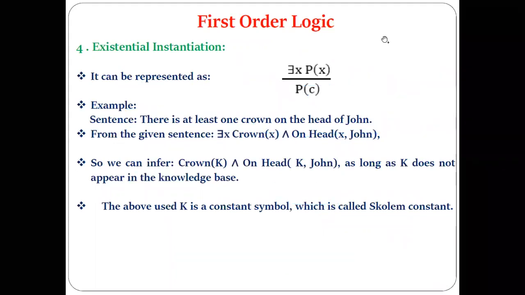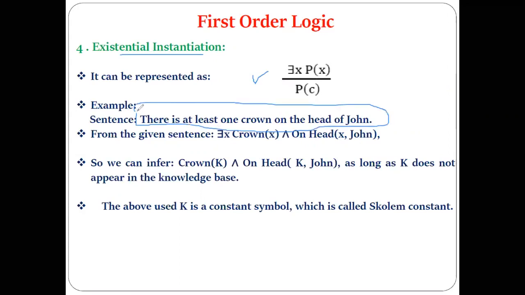Now let's see the example here. A simple example we have taken. This existential elimination is represented like this. Suppose I have the example statement written like this: there is at least one crown on the head of John. This is the general statement given. How can we write this in FOL? There is at least one, so which quantifier will we use? Existential. So can I write it like this: for some x, x is a crown and that crown is on the head of John. Correct?